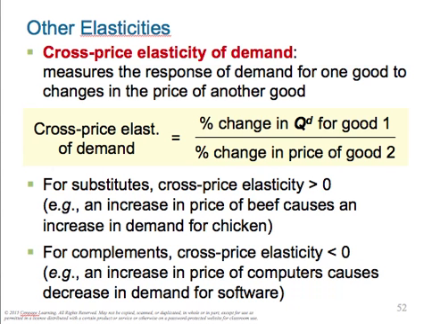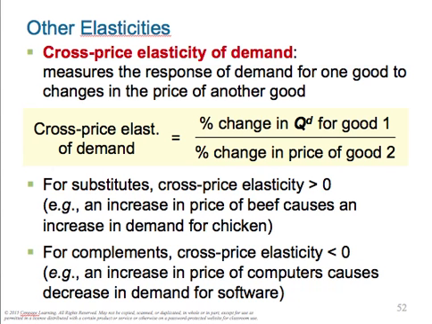So for substitutes, cross-price elasticity is greater than 0. That makes sense. You're going to trade more of one good for another if they are substitutes. For example, an increase in the price of beef causes an increase in the demand for chicken. So the price of beef goes up, beef's more expensive, you're going to go to the store, what are you going to buy? Beef or chicken? You can buy more chicken.